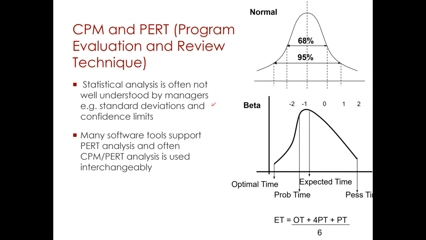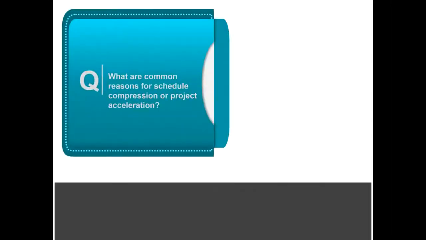Here you can see the beta curve, where this is the optimistic time, this is the pessimistic time, and this is the most probable time. Using this formula, optimistic time plus 4 times the probable time plus the pessimistic time, divided by 6, we calculate the expected activity time, which is then used to do the remaining CPM calculations. So we have covered this.